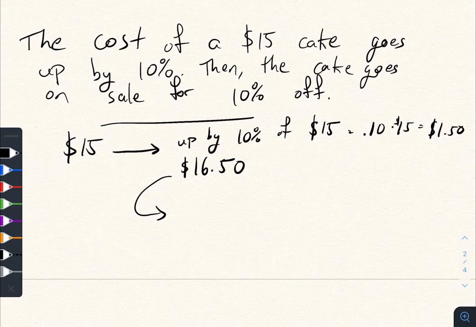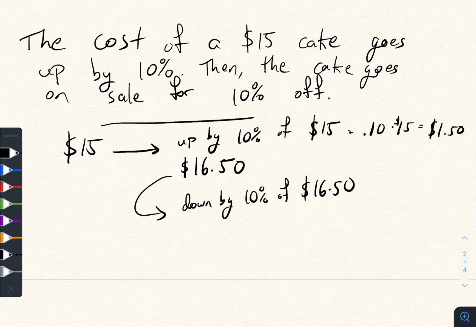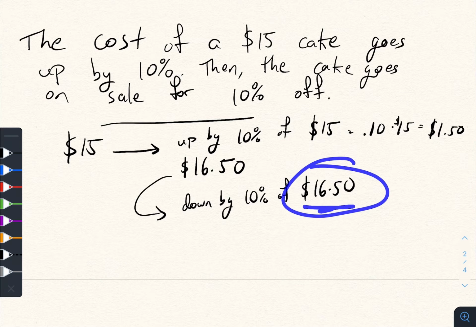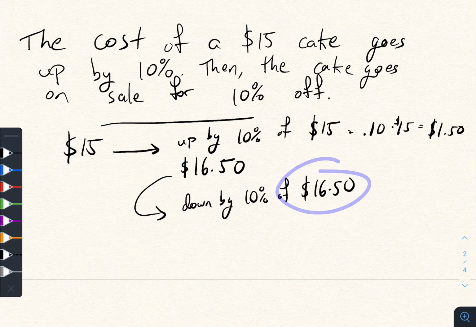And then what happens next? Then it goes on sale for 10% off. So 10% off of the new price, which is $16.50. So it's going to go down by 10% of $16.50. And so this is the key right here, is that over here it went up by 10% of $15, and here it's going down by 10% of $16.50. So like the new price.